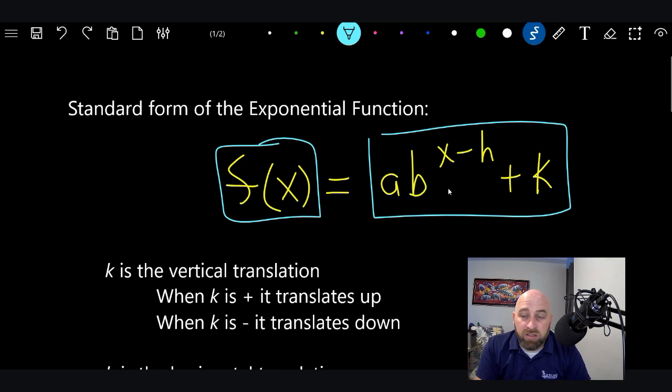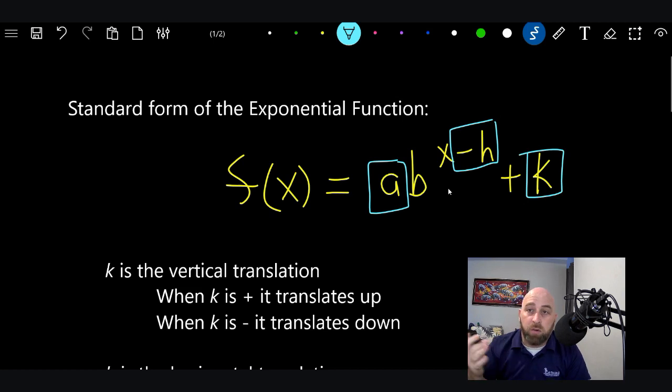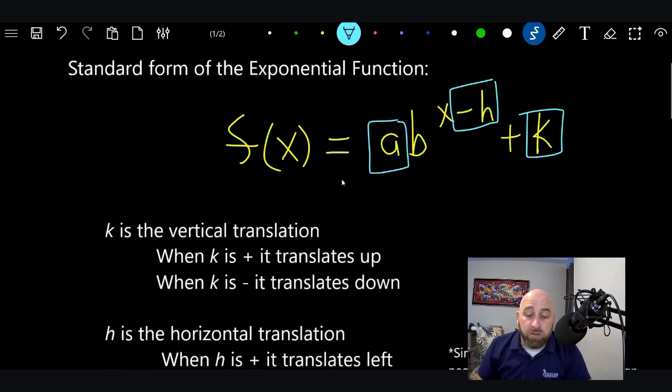Now this should look somewhat familiar to you. We have done that with the standard form of our quadratic equation when we were graphing parabolas and things like that. So what we do is remember some of the pieces to that. This a right here was very important. This negative h is very important. And this k is also very important. So let's talk about what those three things do, and they're going to be almost identical to what they do in the quadratic ones that we've already talked about.